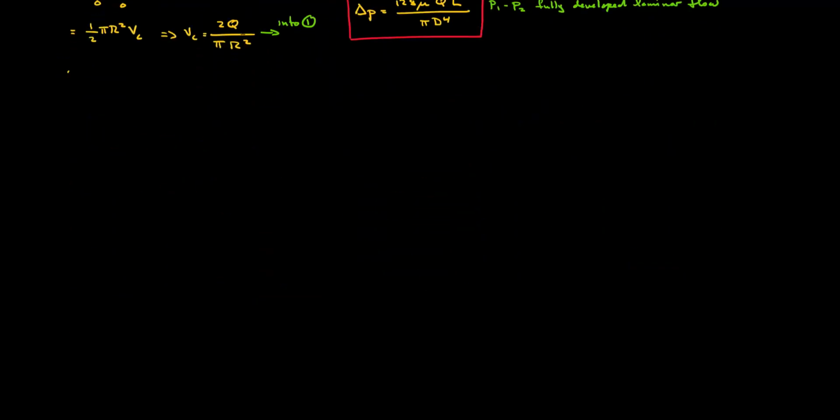It's often useful to express the pressure drop in non-dimensional form. So if we want to non-dimensionalize a pressure drop, we would need to divide it by something that has units of pressure. So why don't we divide it using the dynamic pressure? You may recall from Bernoulli's equation that the dynamic pressure is given by 1/2 rho v squared.